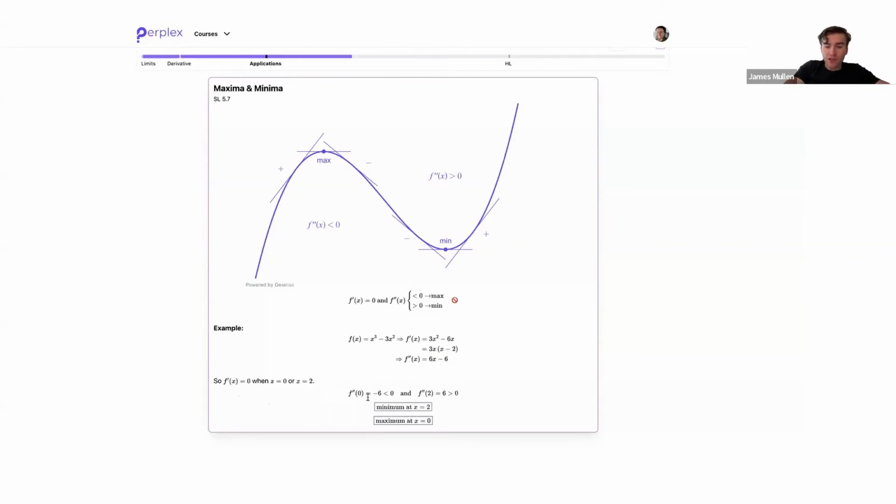And f double prime of 0 is negative 6, which is less than 0, and that therefore corresponds to a maximum because the second derivative is negative. It's curving downwards. Curving downwards means I just passed a maximum. And f double prime of 2, the other stationary point, is positive 6, which is greater than 0, and so that corresponds to a local minimum.